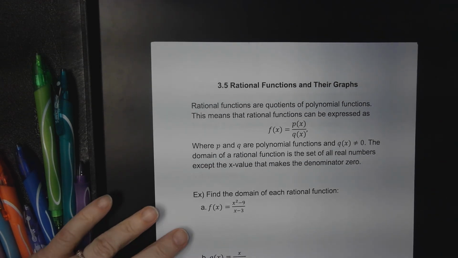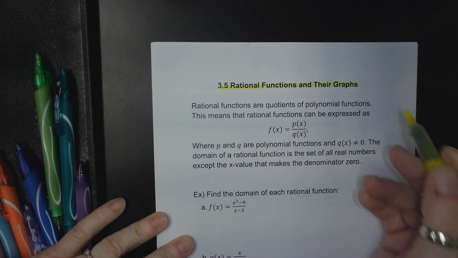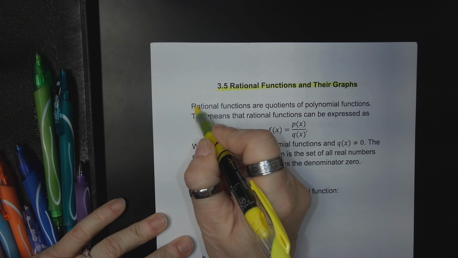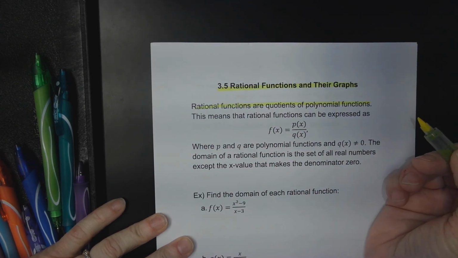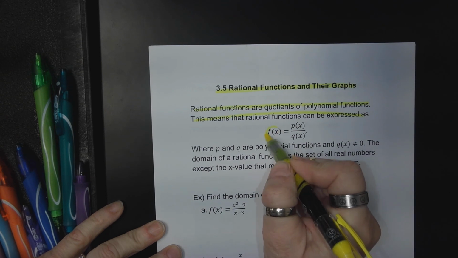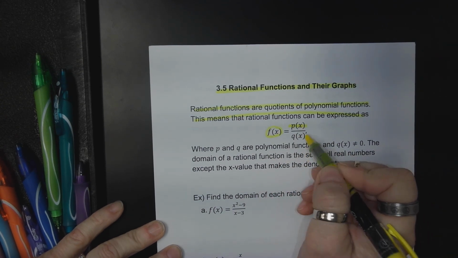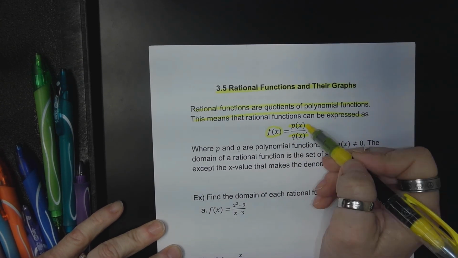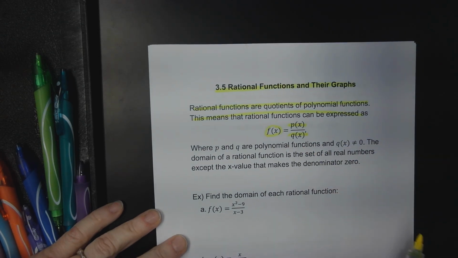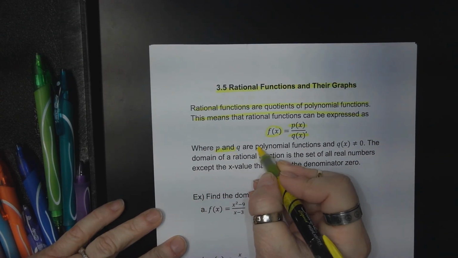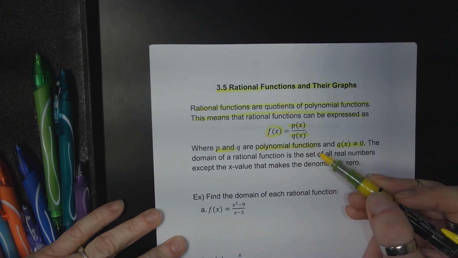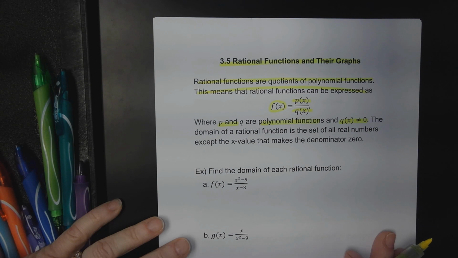Okay, rational functions and their graphs. Rational functions are quotients of polynomial functions. This means that rational functions can be expressed as f of x equals p of x over q of x. This just means one polynomial over another polynomial, okay? Where p and q are polynomial functions and q of x cannot equal 0 because we can never have a 0 in the denominator. We know that.